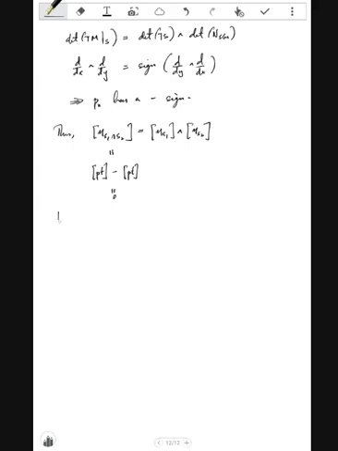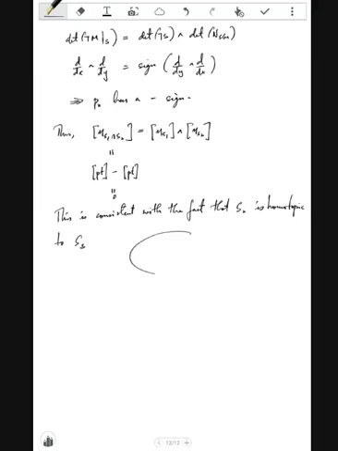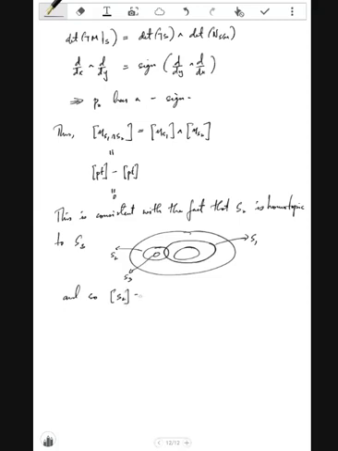So this is of course consistent with the fact that S2 is homotopic to S3. So this is S2, and let's take a smaller circle S3 which does not meet S1, and so the class of S2 is equal to the class of S3.